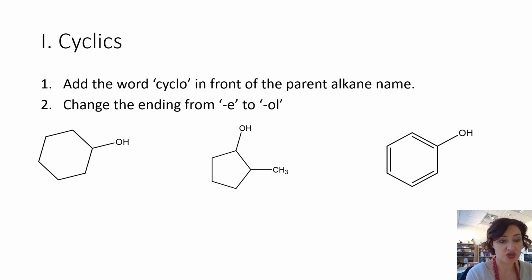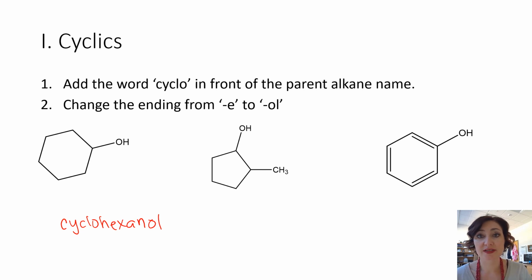The parent chain would be cyclohexane. So I'm going to change the ending. I'm going to drop that E and add an OL. This is cyclohexanol. I do not need to number this because it is always assumed when you have a hydroxyl group that it automatically gets carbon number 1. So I don't have to number the position of that.